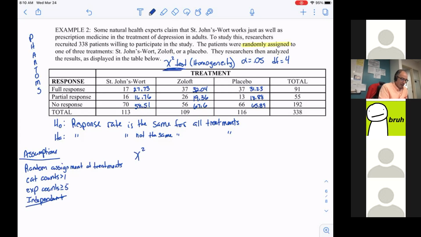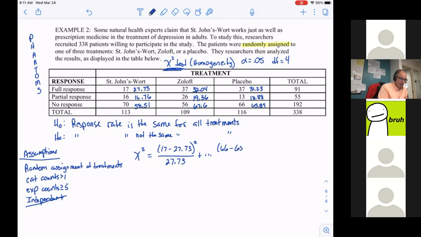Okay. So my chi-squared value, I'm observing 17. I expected 27. That's a large gap. That's why we did that. So now the question up there is, some natural health expert claimed that St. John's wort works just as well. So we're just seeing if it is the same all the way through across categories. So we haven't ruled out St. John's wort.